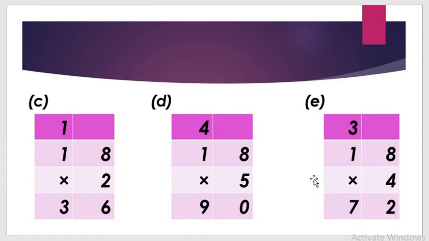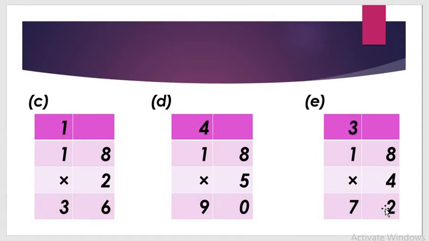18 5s are 90. Then after, E. Question number E. Question number E is what, all students? Question number E is 18 4s. So first of all we do 4 8s, then 4 1s. Okay, so 4 8s are 32. How many? 32. 2 here and 3 as a form of carry. We can write it like that.